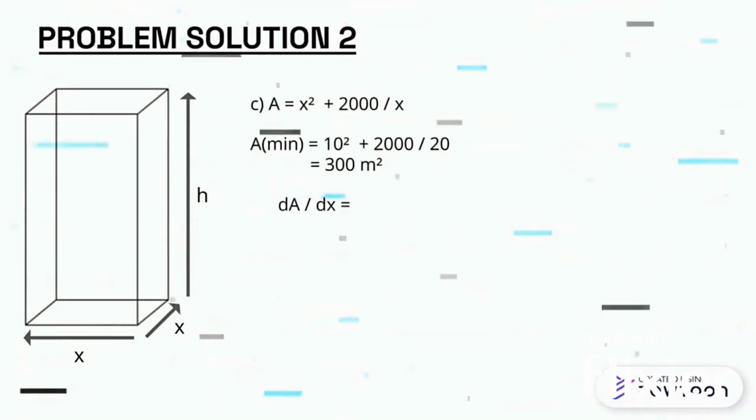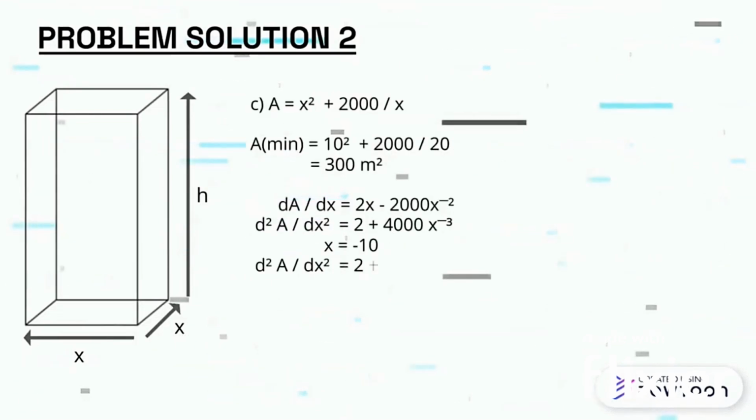C. From A equals x to the power of 2 plus 2000 over x, let x equal 10. Thus, the minimum value of A is 300 meters square. To justify the fact that it is the minimum, find the second derivative, where d to the power of 2 A over dx to the power of 2 equals 2 plus 4000 x to the power of negative 3. Place x equals 10 in the equation. Then we get 6, which is bigger than 0. Indeed, it is a minimum value.